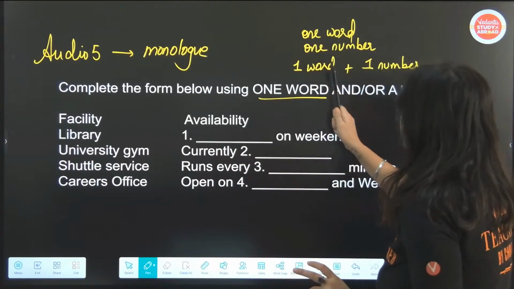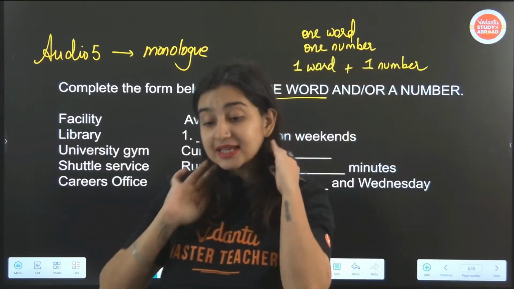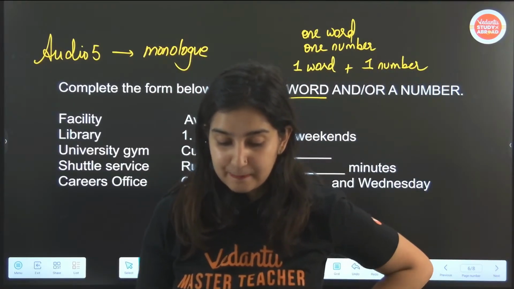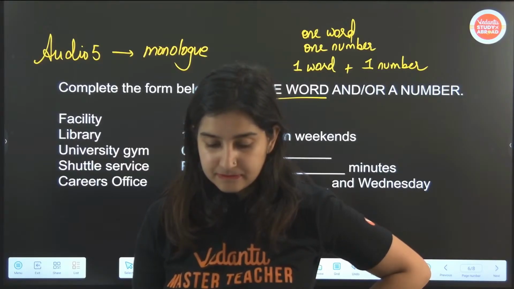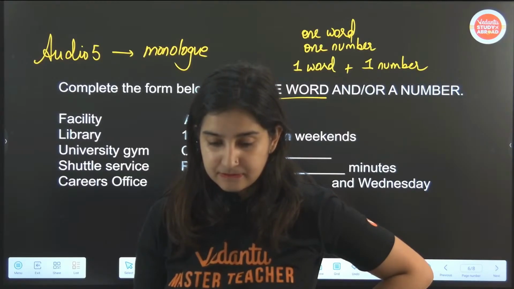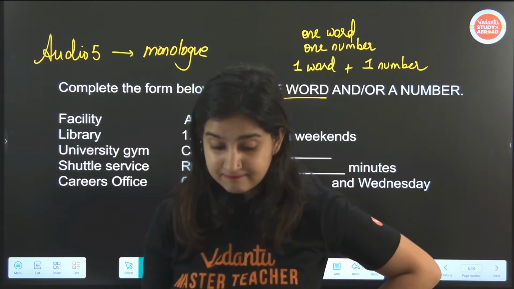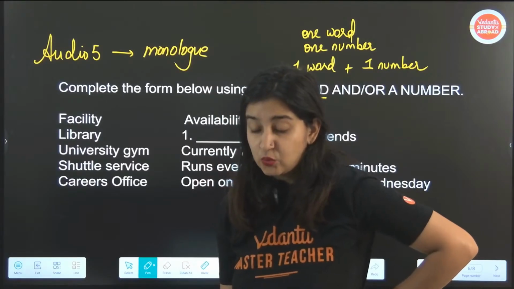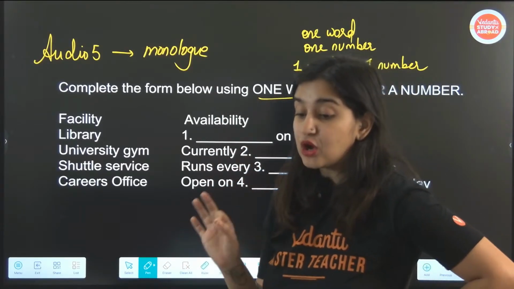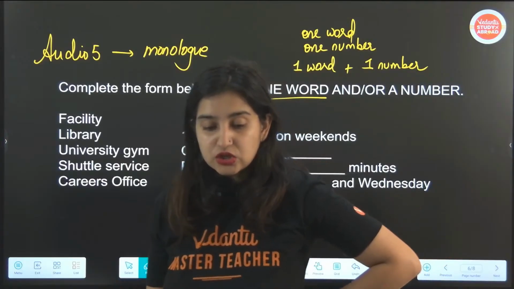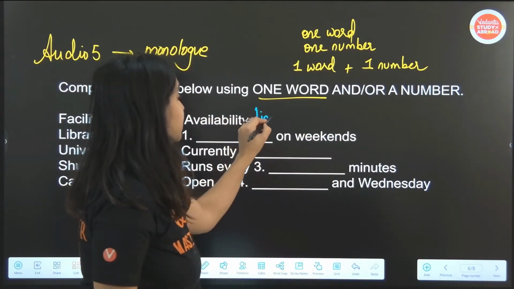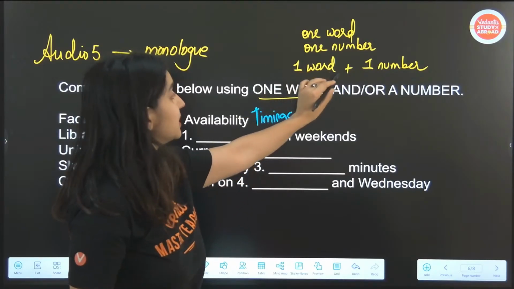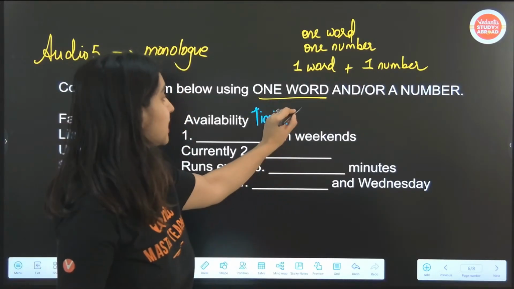Is that one word, one number? Here's the catch. Is that one word or one number? We can have only one word, one number, or a combination of words and numbers. So if you try to give the timings, that's more than one word or one number. So you can't do that.